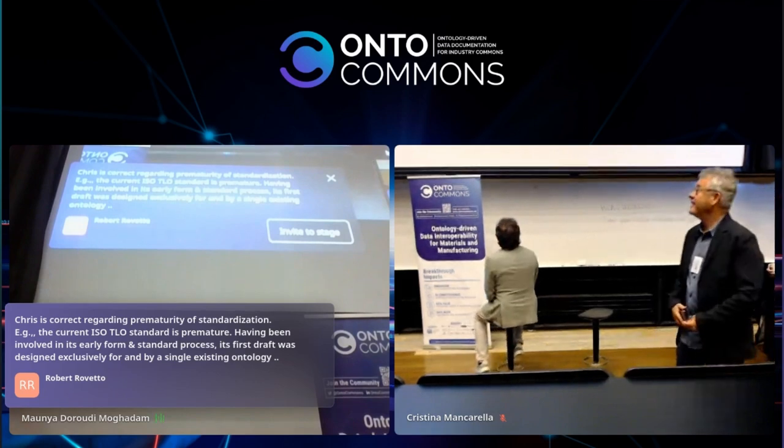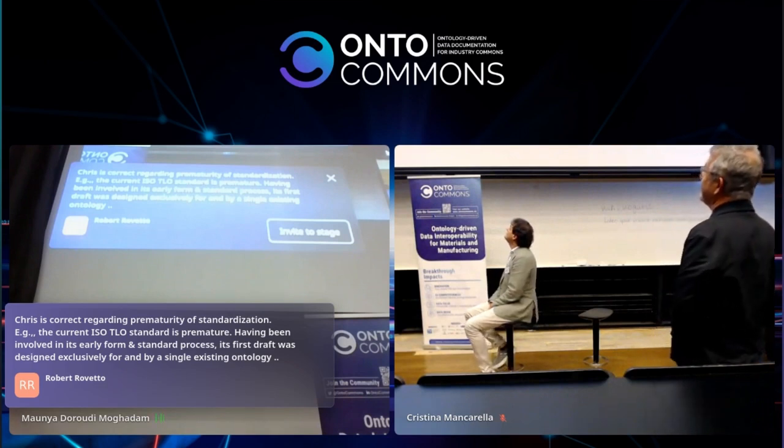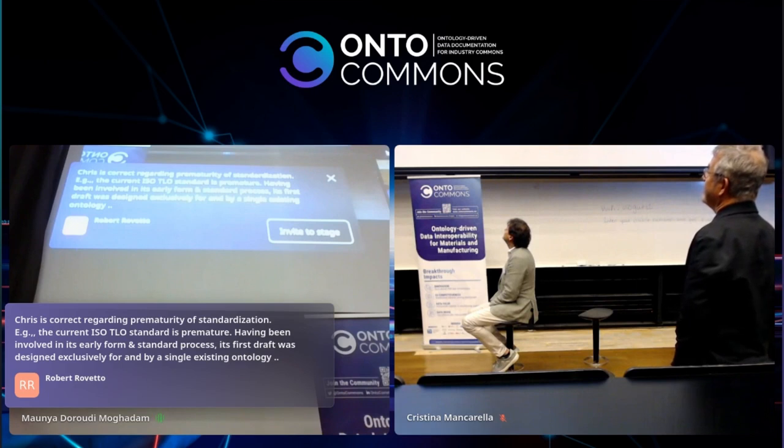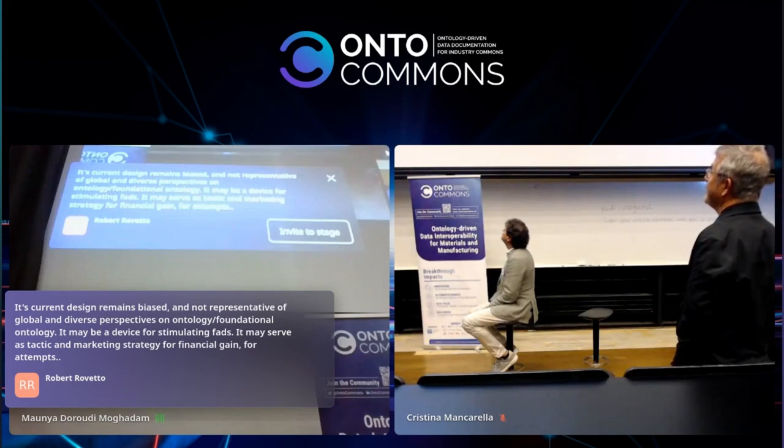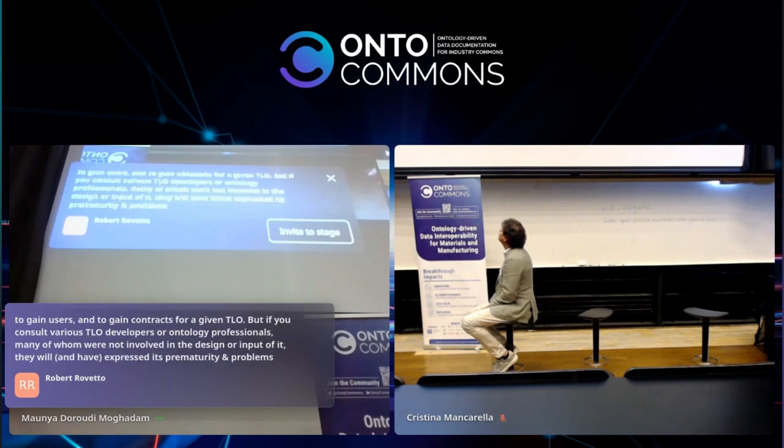This is correct regarding prematurity of standardization. The current ISO TLO standard is premature, having been involved in its early form and standard process. Its first draft was designed exclusively for and by a single existing ontology. Its current design remains biased and not representative of global and diverse perspectives on foundational ontology. It may serve as a tactic and marketing strategy for financial gain, for attempts to gain users and contacts for a given TLO. But if you consult various TLO developers or ontology professionals, many of whom were not involved in its design or input, they will end up expressing this prematurity and problems.